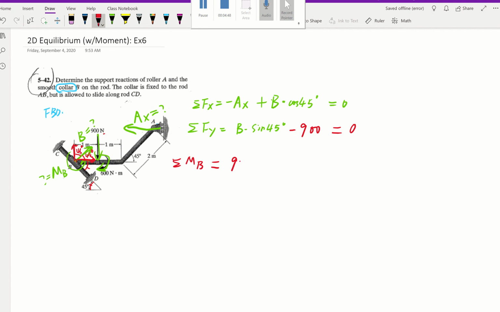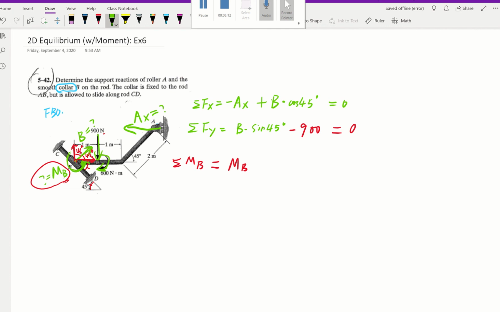Then the next one is 900. Actually, hold on for a second. The next one is not 900. If I start with B, don't forget, since this is a collar, it cannot rotate. Remember, we're solving this MB. That is what we are solving. And I assume it's counterclockwise when I draw on this FBD, so that's going to be positive.